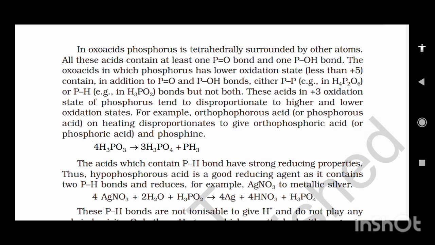All these acids contain at least one P=O bond and one P-OH bond. The oxoacids in which phosphorus has lower oxidation states contain, in addition to P=O and P-OH bonds, either P-P single bonds or P-H bonds but not both. These acids in the +3 oxidation state of phosphorus tend to disproportionate to higher and lower oxidation states. For example, orthophosphorus acid on heating disproportionates to orthophosphoric acid and phosphine.